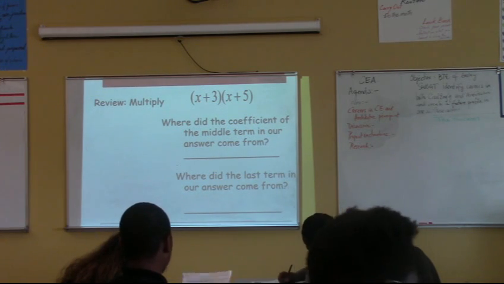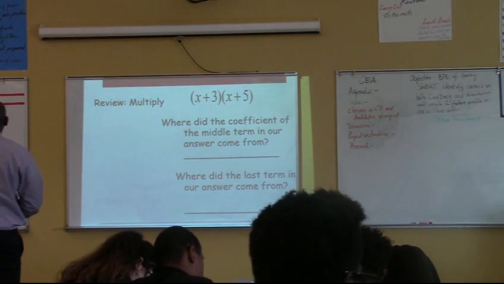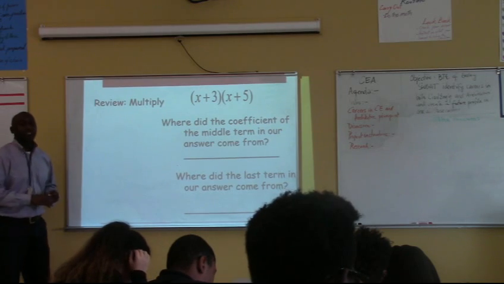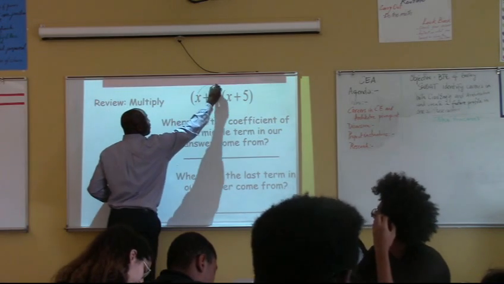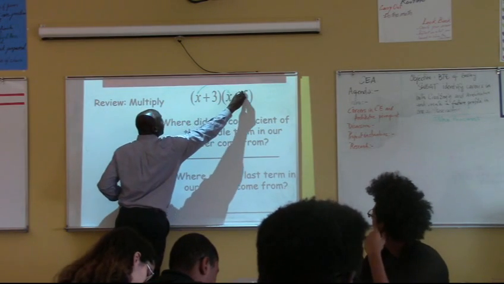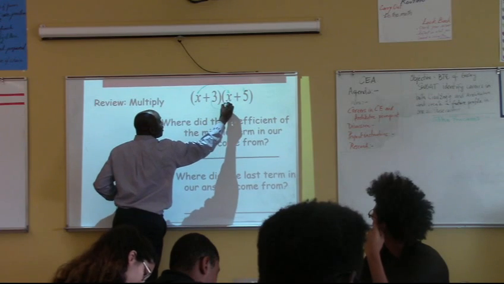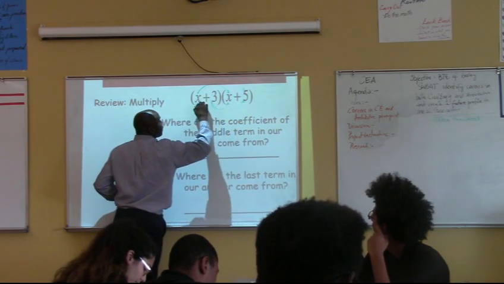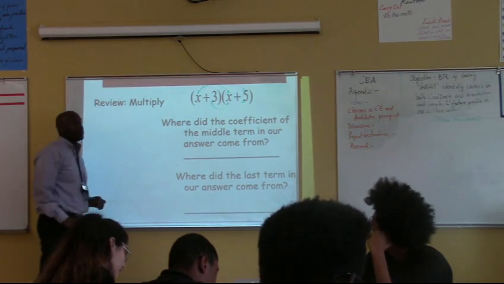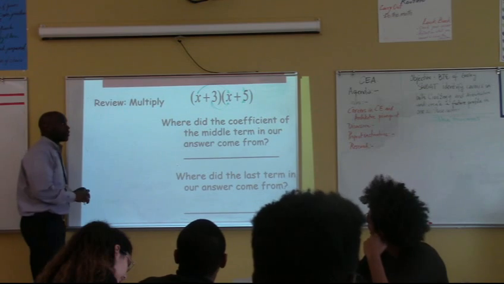Alright, so now what do you do? That's 3x. Alright, so what did we get when we multiplied? Remember, when we multiply everything in our first parentheses by our second parentheses, they call this the FOIL method. Alright, so what did we get as our solution?